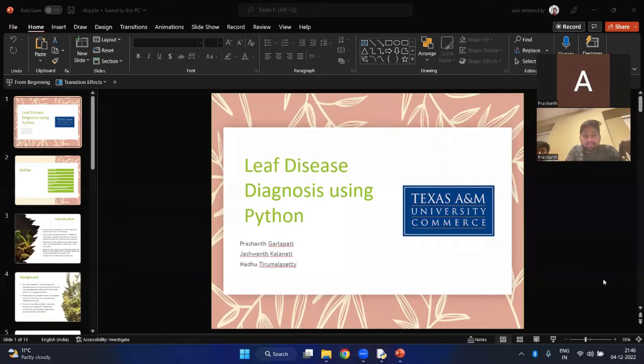This is Prashant. We are working on leaf disease diagnosing using Python. Myself, Prashant, and Jashwant and Madhu, we are three people working on this project. Now I'm going to explain about the project.